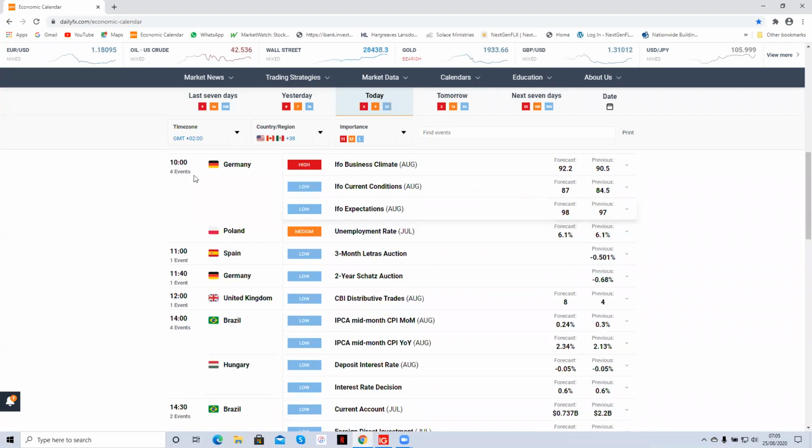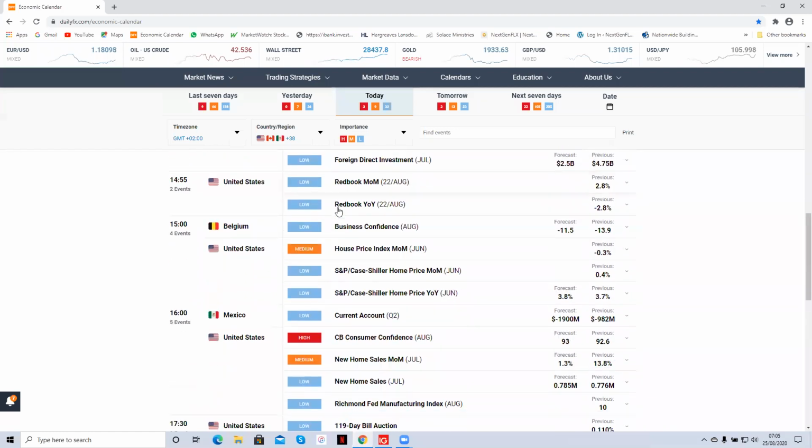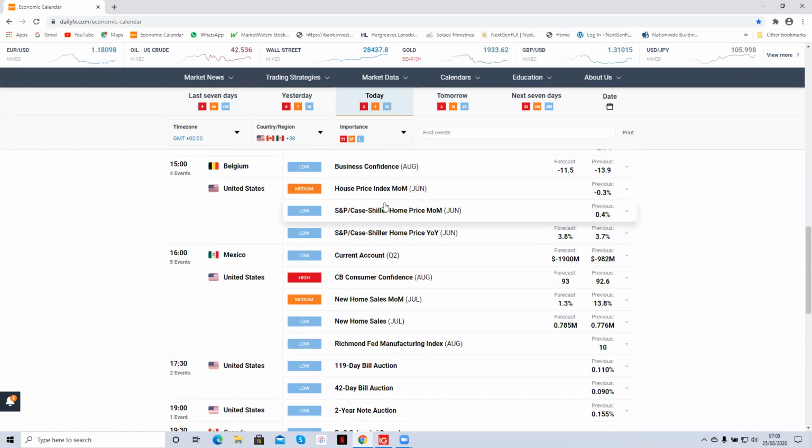So that's the German report again, coming out at 10. Just ignore all these low reports. Again, note reports of medium importance. This is one coming out at 3 p.m. Usually reports on the housing market can sometimes affect the market. Again, that's why it's classed as medium. So that's the house price index coming out at 3 p.m. out of the United States.